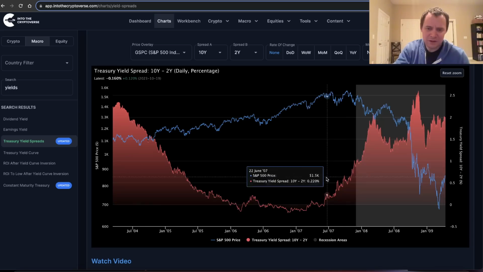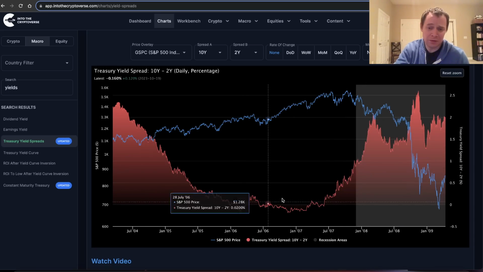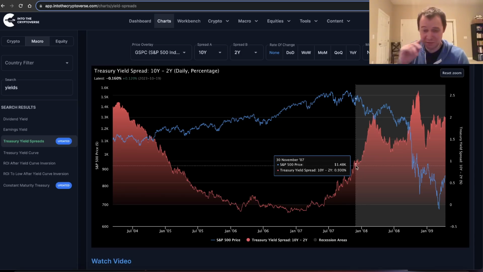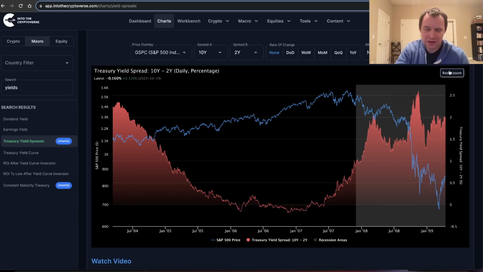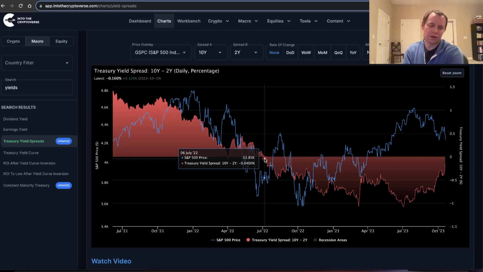I mean, we first saw the 2-year invert the 10-year in the financial crisis back in February of 2006. We didn't have a recession until November of 2007, right? I mean, this was more than a year and a half later. You can see the 2-year inverted the 10-year over here in July of 2022. So we're already a little over a year, right? I mean, by the end of the year, it'll be a year and a half.